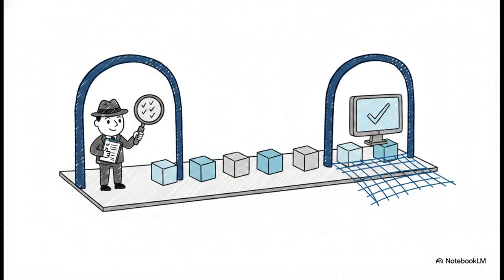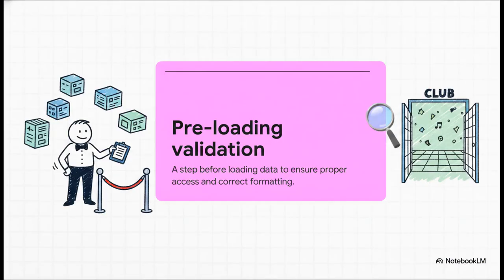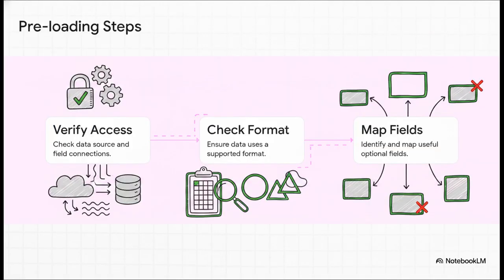Let's break them down. Moving right along to Section 2, Gate 1, Pre-Loading Checks. So, the big thing to remember here is that preloading validation is a preparation step. It's the groundwork you do before importing a single thing into the system, just to guarantee seamless integration down the line. Basically, you're acting as the bouncer here. You're making sure the data has the right ID and is dressed for the occasion before it's allowed into the club.